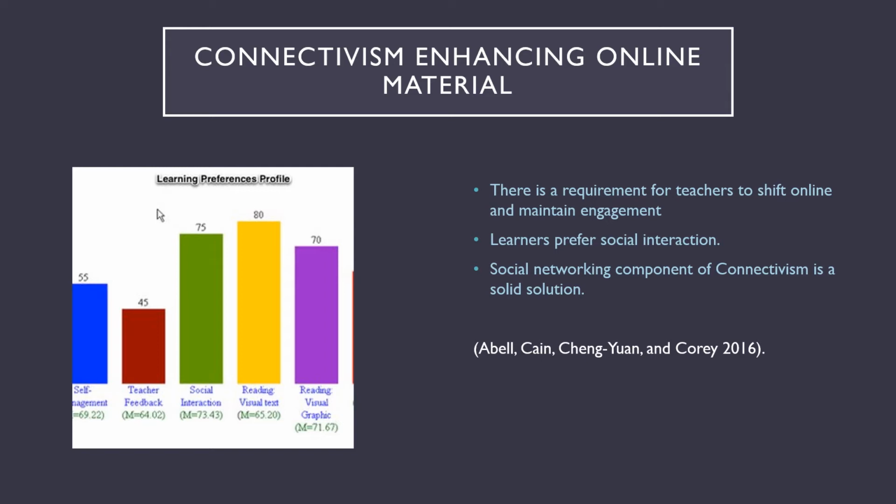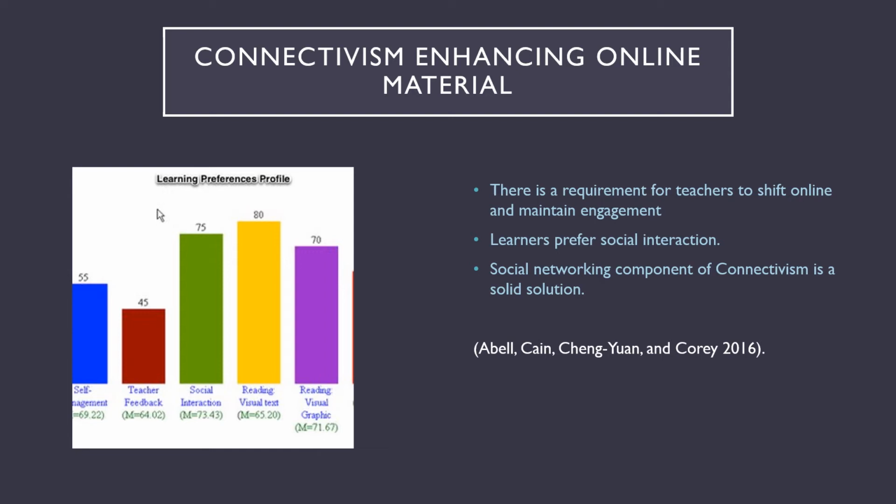Abel, Kane, Chenyan, and Corey in 2016 performed a study in their course that had students list their learning preferences in the online courses that they were taking. As we can see in this infographic on our left-hand side, the green bar in the middle is the student rating of the importance of social interaction on their learning experience. So connectivism is a theory that really enhances and optimizes on social interaction for learning. So when we make sure that we employ social interaction in our learning, we're helping students to get the most out of their educational experience.